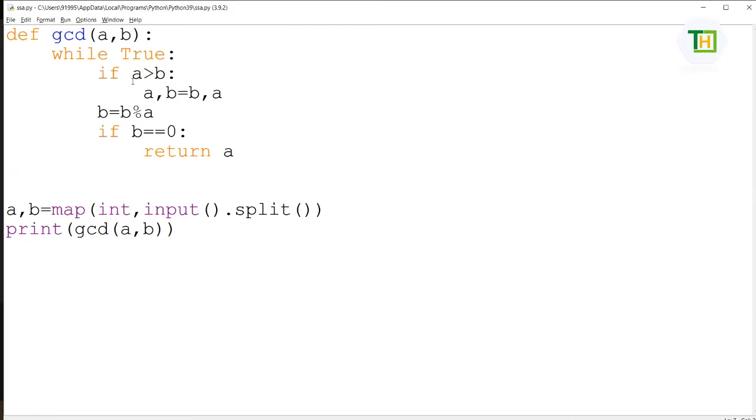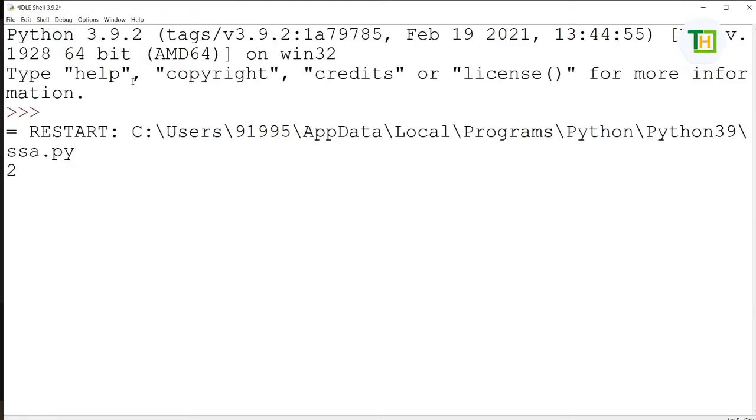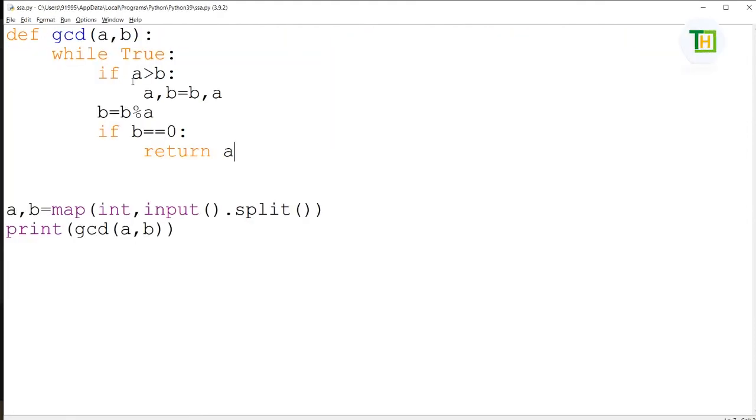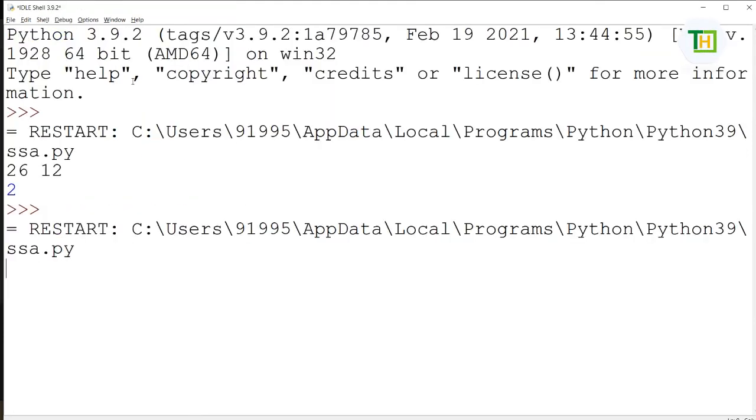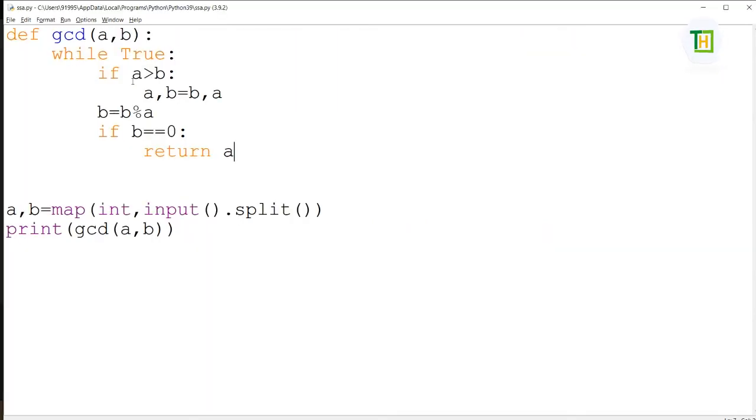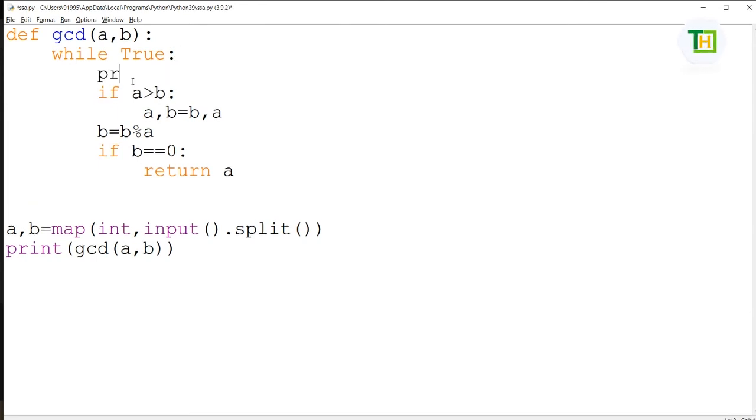That's it, nothing else. If I execute it with 26 and 12, the answer is going to be 2 here. For example, if I execute with 12 and 11, the answer is 1 only, right? There are no common factors here. That's why the answer is going to be 1. Are you catching my point? Also, I'm going to write print(A, B) here to see what the A and B values are, and I'm going to execute it.